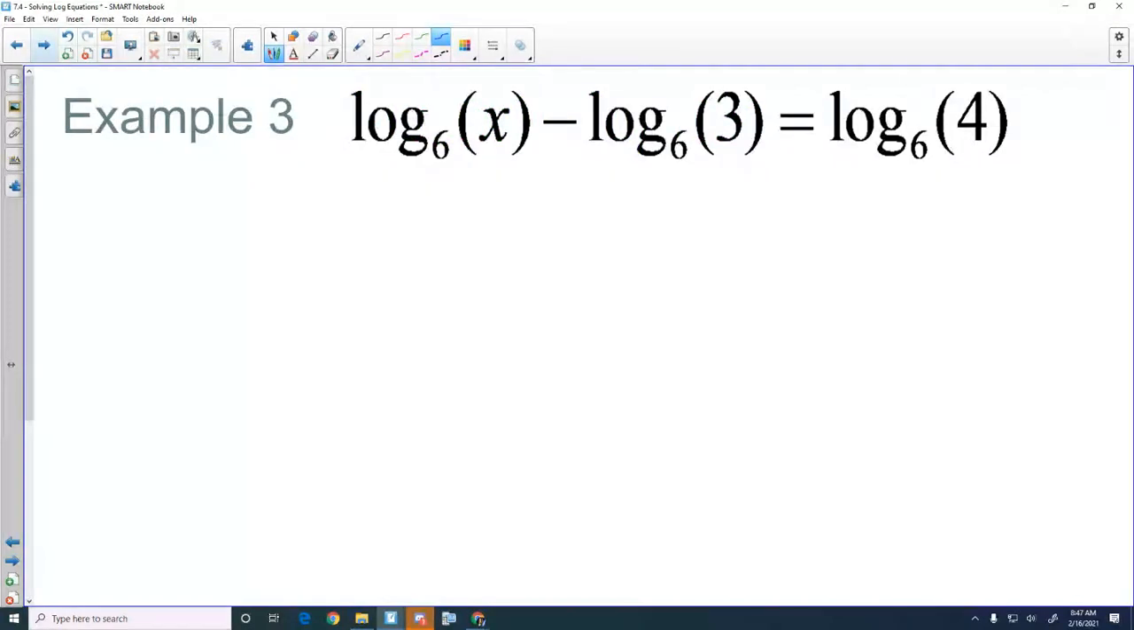So go ahead and jot this down. Log base 6 of x minus log base 6 of 3 equals log base 6 of 4.